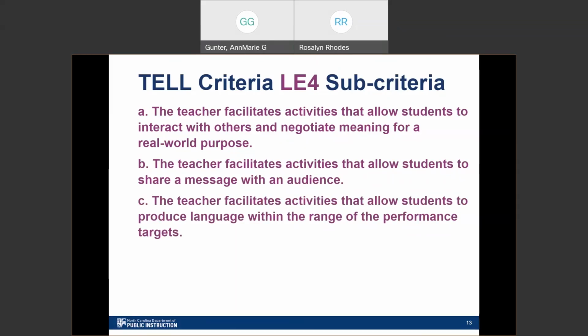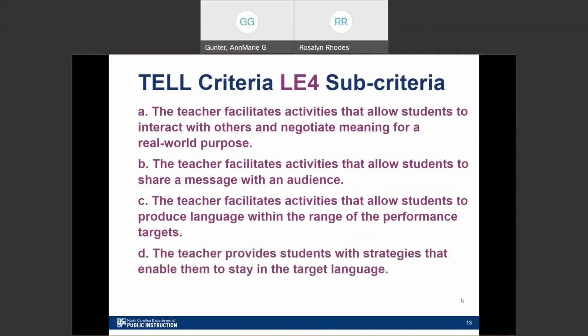And so this subcriteria really helps us focus on that because we want students to be producing language and within the range of their performance targets. So those proficiency outcomes that we have, we want them to be producing language within that range and sometimes above that range because performance leads to the building of proficiency when they are outside of the classroom and the context of learning.